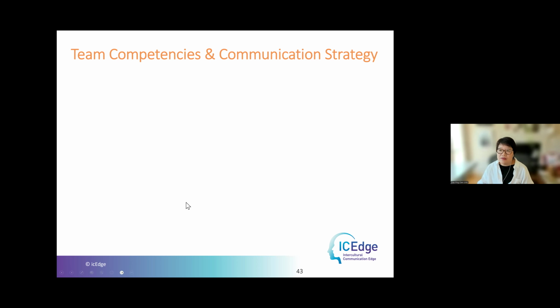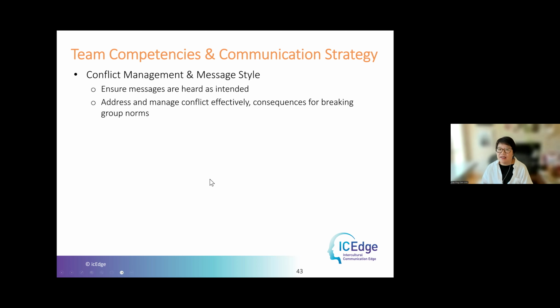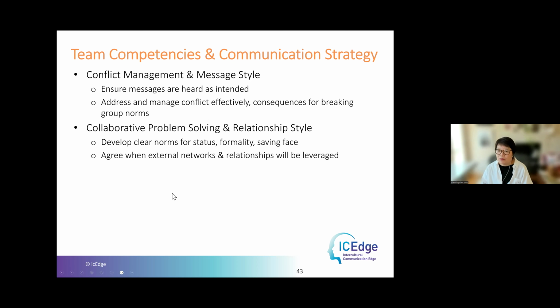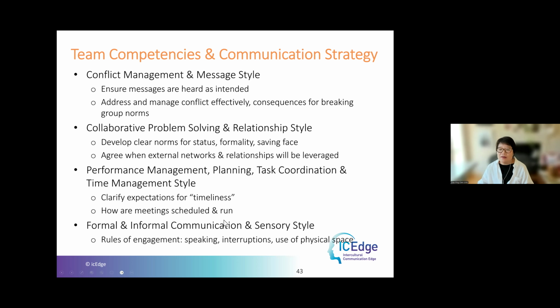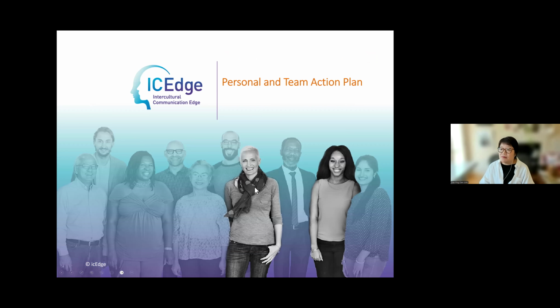Okay, and team competencies and communication strategy. After your analysis, I think it's pretty clear: conflict management and collaborative problem solving in the message style, performance management, planning, and task coordination in the relationship style, time management style, formal and informal communication, and sensory style in terms of verbal and nonverbal cues and tone of voice. At the end, I asked my MBA student teams to also do this exercise. This one needs some time and deep level thinking.